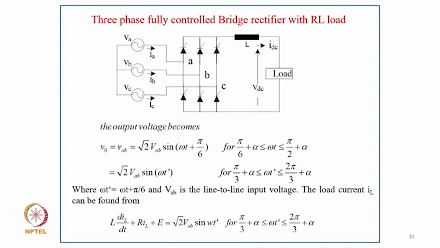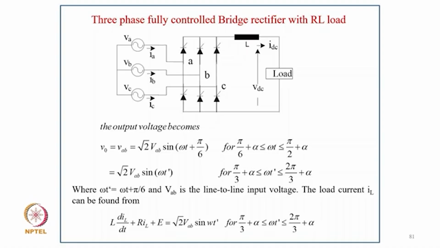Now coming to the 3-phase controlled converter with RL load, the output voltage Vo equals √2 Vab sin(ωt plus π/6) for the angle π/6+α to π/2+α, and √2 Vab sin ωt', that is π/3+α to π/3+α. So for ωt' equal to ωt plus π/6, and Vab is the line voltage.